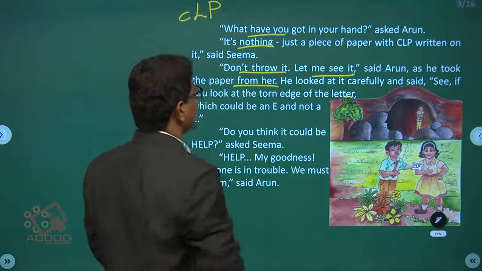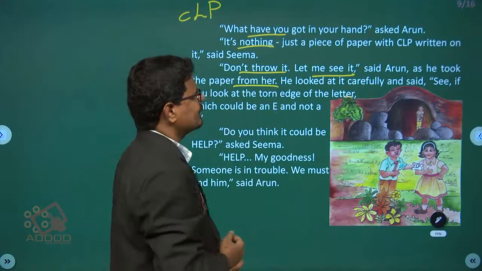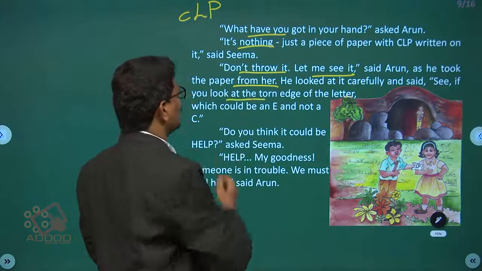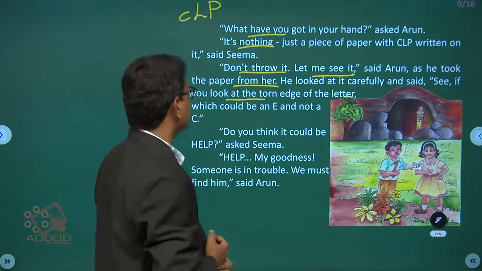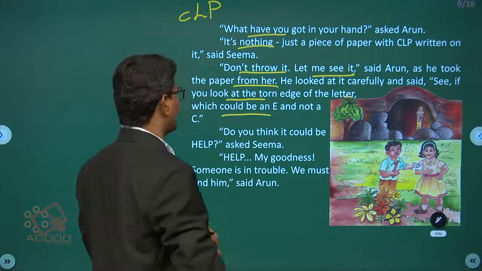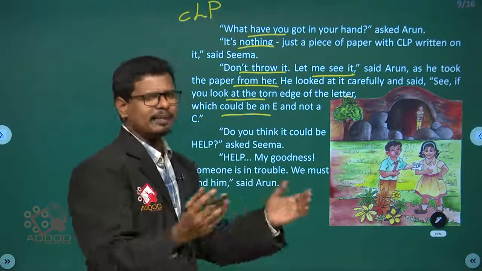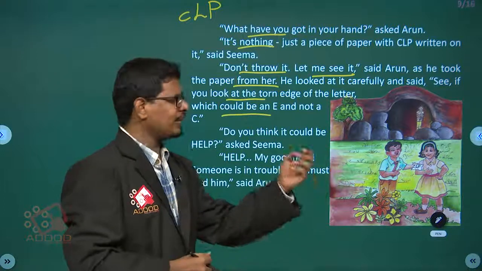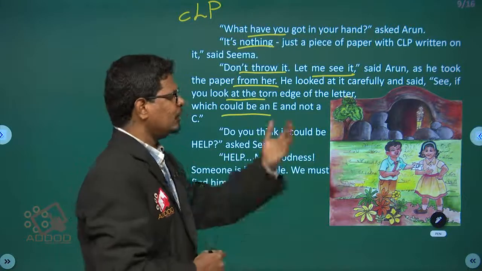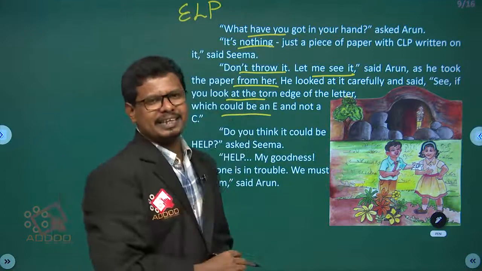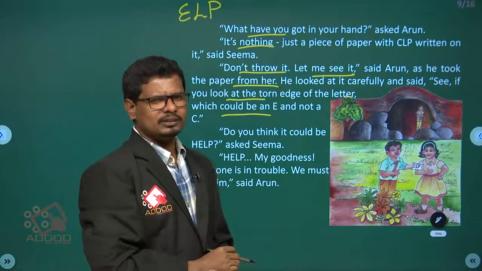As he took the paper from her, he looked at it carefully and said, "See, if you look at the torn edge of the letter, it could be an E, not a C." When you tear the paper, you don't understand whether it is C or E, but when you observe the paper, you understand that it could be E, it's not C.